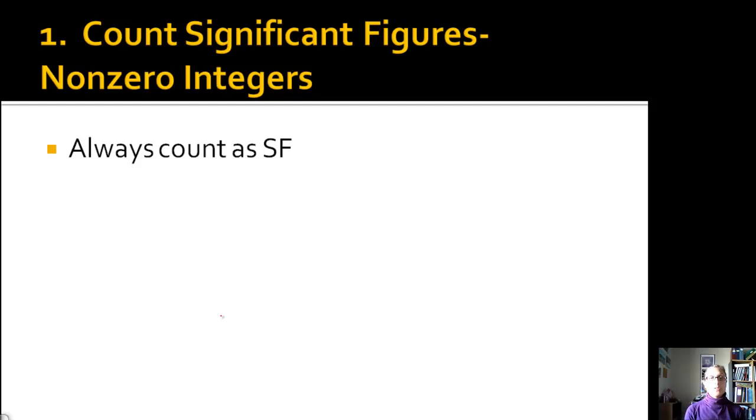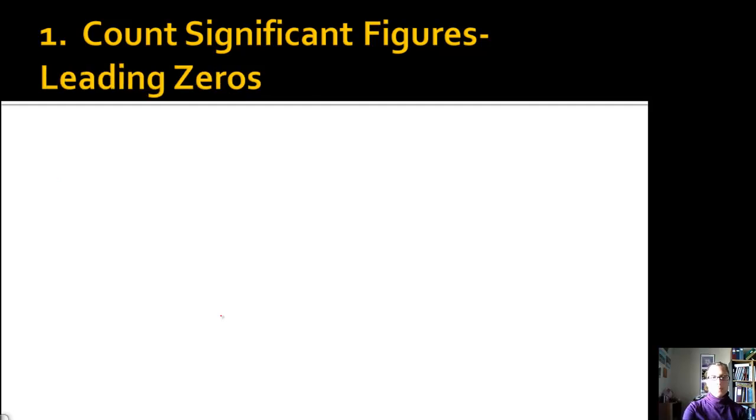Okay, non-zero integers are basically any number that's not 0, and these will always count as significant figures. So if we have the number 1,457, because those are all non-zero integers, they would all count. And so we have 4 significant figures, because they're all significant. Okay, we have 3 different types of zeros.